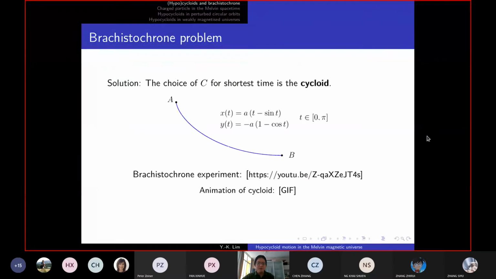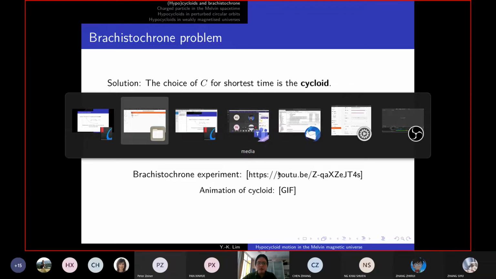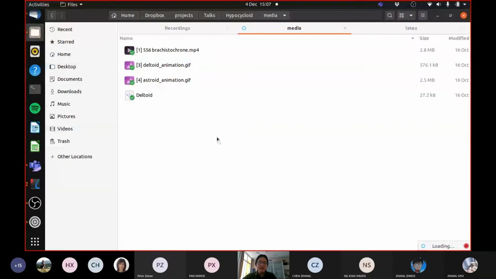Okay, so the path is the cycloid, and I believe most students here have encountered the cycloid, probably in the calculus course. It is one of the questions in the calculus textbook, right?